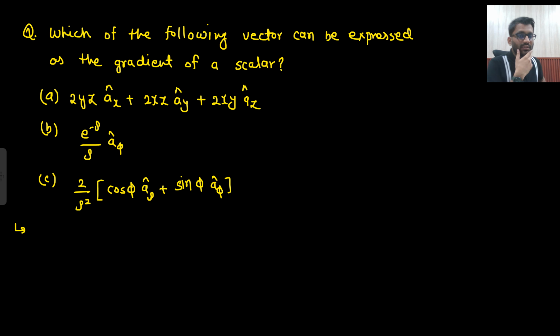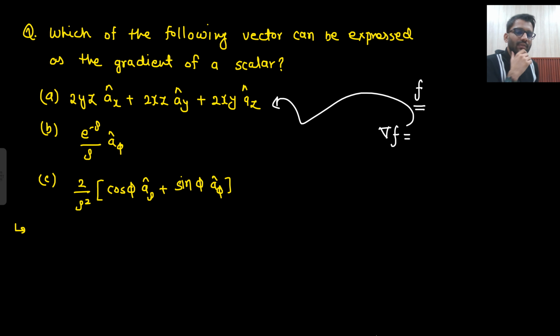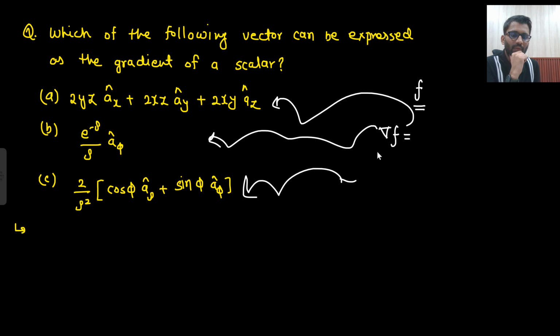Now let's solve some questions where these null identities will be used. So see this question and think about it. What they are saying: which of the following vectors can be expressed as the gradient of a scalar? So what did you do? There was a scalar function you were having. You calculated the gradient and this vector quantity you got, and this vector quantity you got.